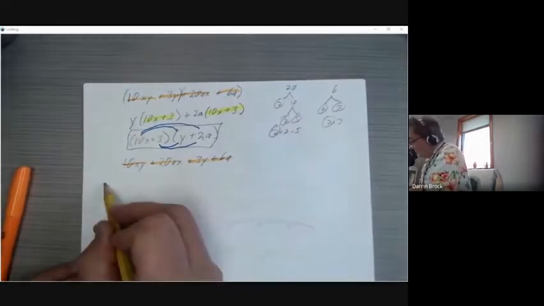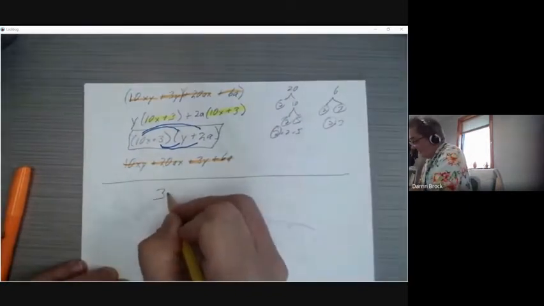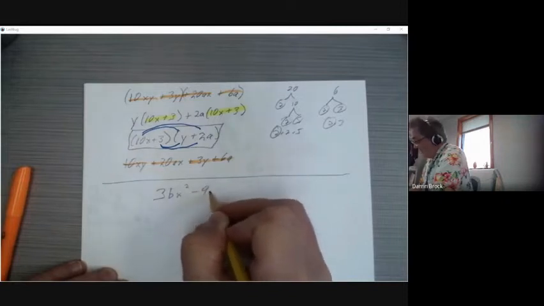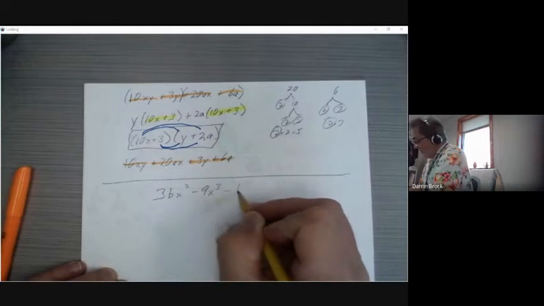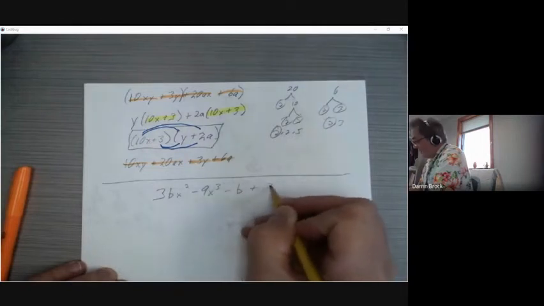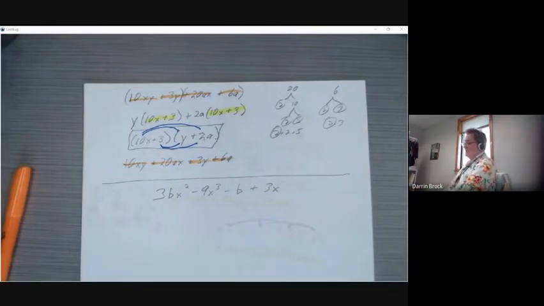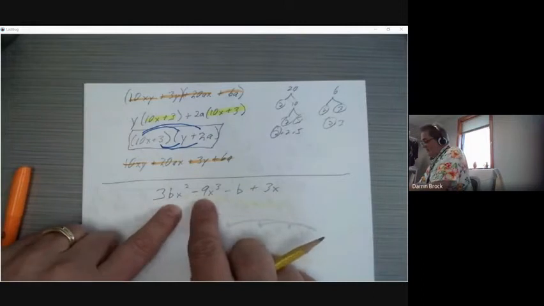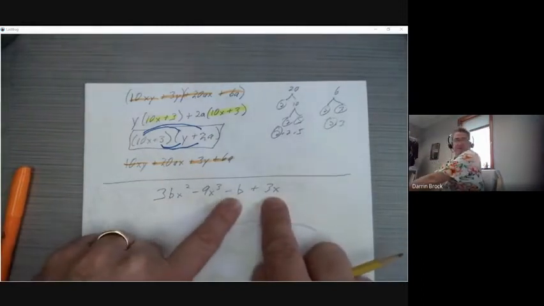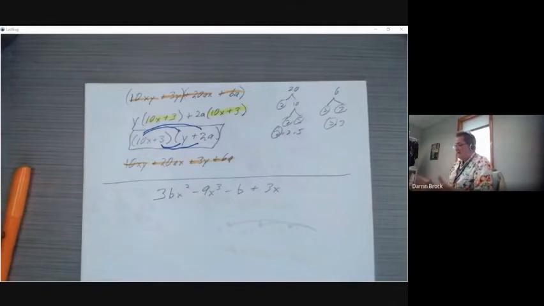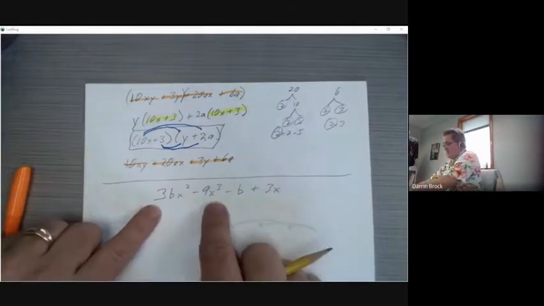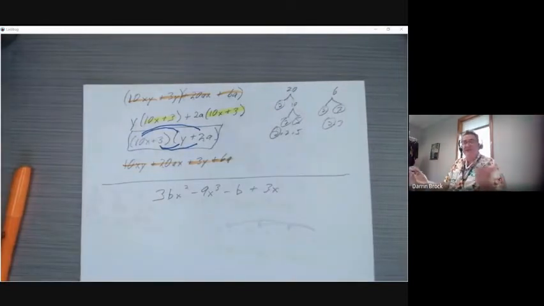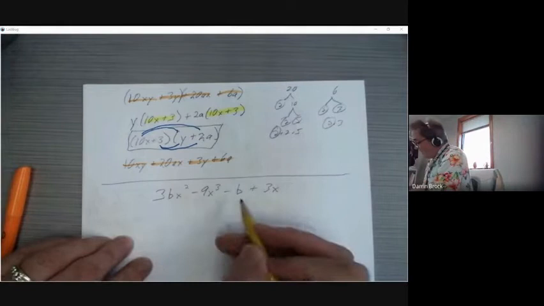Let's look at another one. Let's say we had 3bx squared minus 9x to the third minus b plus 3x. If we look at that, if we group these, we can pull out a 3 and an x squared. But here, there's nothing we can pull out. Nothing. So that makes me think I need to rearrange these, because even though I can factor out this grouping, I can do nothing with the second grouping. And we need to be able to pull the same thing out of both of them. So let's put the b's together. Let's rewrite that.